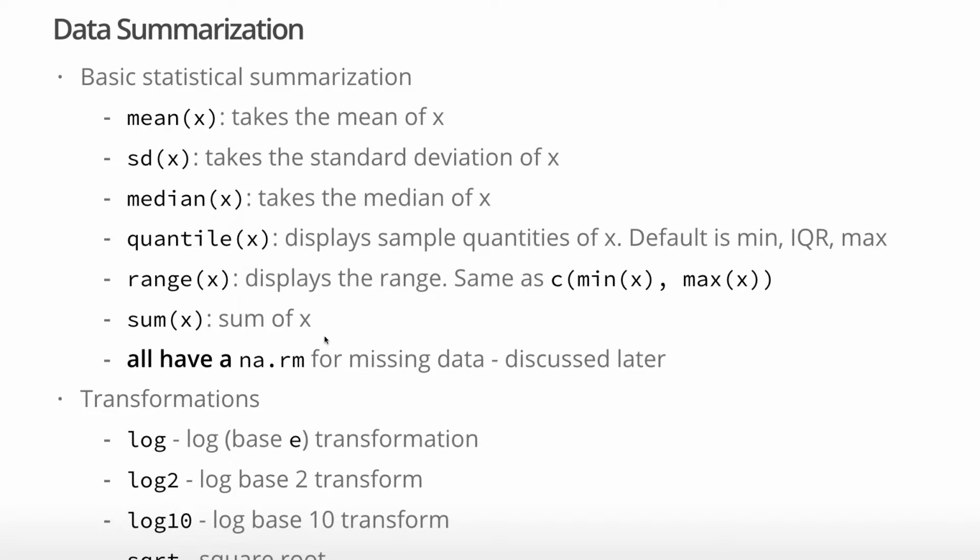Min and max are also two functions, right? Sum takes the sum of the vector, adds everything up, right? All these things have to be numeric, right? If you try any of these on characters, you're going to get some of the errors like we saw before, non-numeric argument to binary operator, that kind of stuff. So all of these have an argument called na.rm.